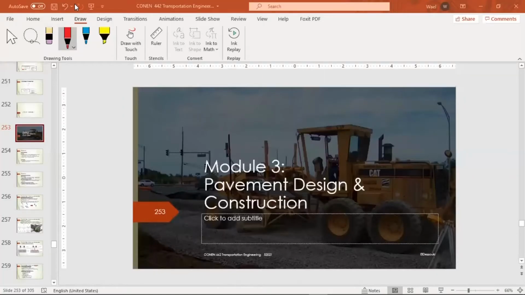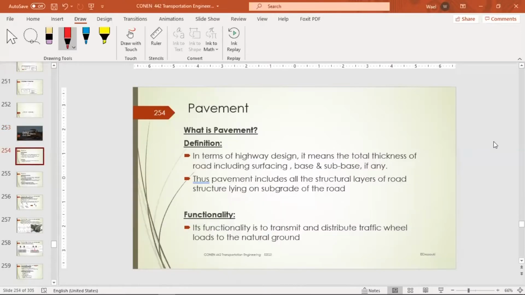Okay, today we are going to start on module 3, which is pavement design and construction. First of all, what do we mean by pavement? What is the definition of pavement? In terms of highway design, it means the total thickness of road, including surfacing, base, and subbase if any. That means pavement includes all structural layers of the road structure laying on the subgrade.